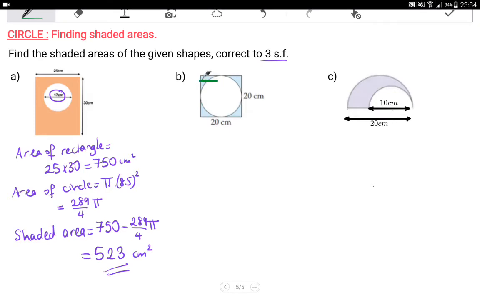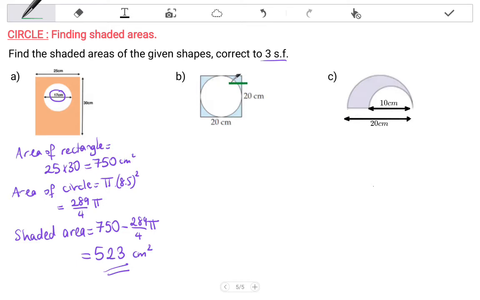In part B, I see a square, and within the square I see a circle, and the shaded parts are the blue areas that we are going to find. How to get this? If I find the area of the circle, and if I find the area of the square, and when I take away the area of circle from the area of the square, I will have the area of the blue parts.